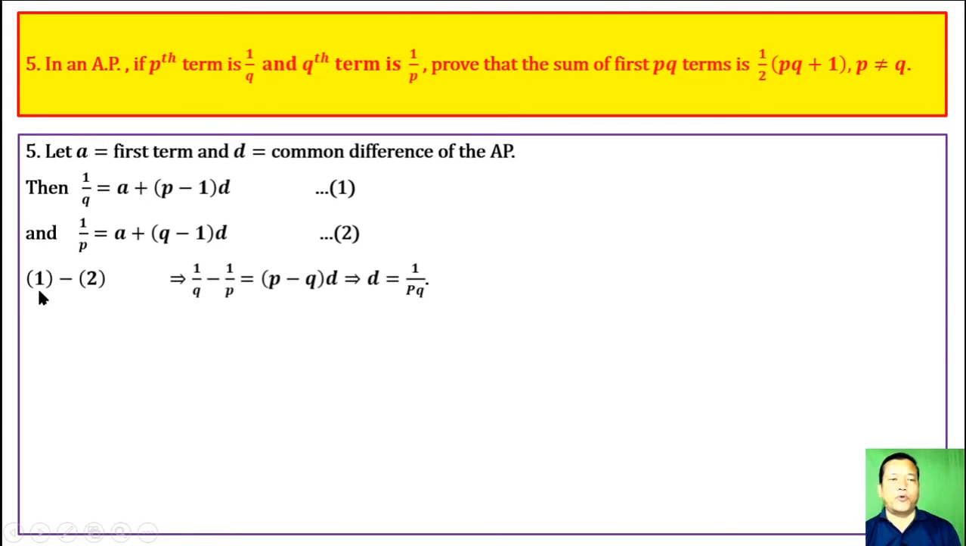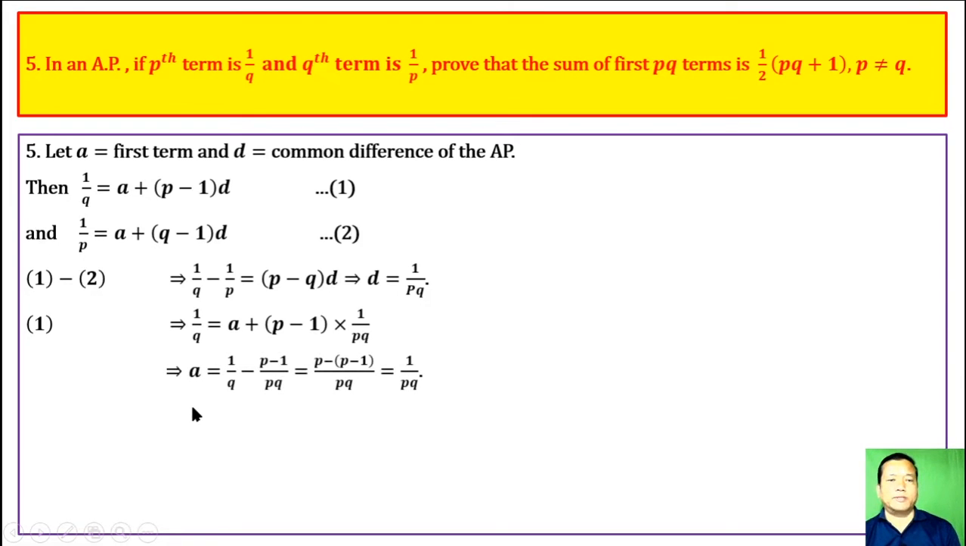Subtracting equation 2 from equation 1, we get 1 by q minus 1 by p. From the right side, cancelling A, we get p minus q times D. This gives D equal to 1 by pq. Equation 1 gives 1 by q equal to A plus p minus 1 times D, whose value is 1 by pq. Cross multiplying and solving, A equals 1 by pq.